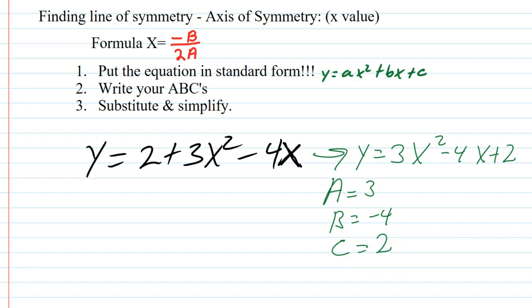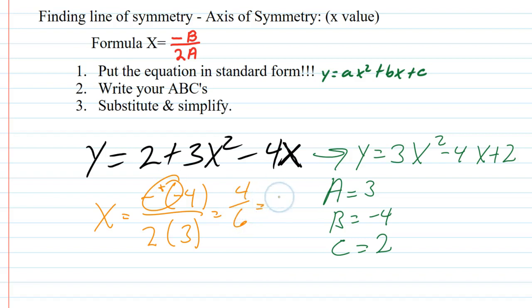Now I simply plugged it into my original formula. X is equal to negative. My b value is -4. Be careful of the two negatives. Over 2 times my a value, which is 3. 2 negatives gives me a positive, so that's 4 over 6. We always reduce, 2/3. So my line of symmetry, or my axis of symmetry, is x is equal to 2/3.